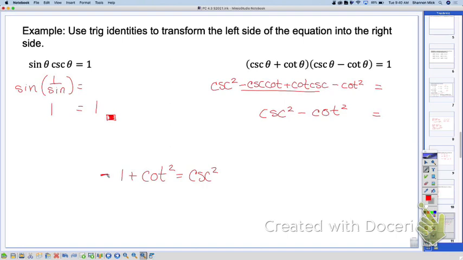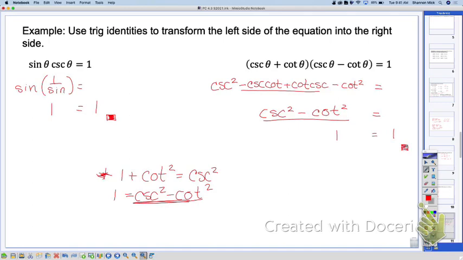There's 2 things we could do. You could subtract cotangent squared from both sides. She's saying I could subtract cotangent squared from both sides and I get 1 equals cosecant squared minus cotangent squared. And I could substitute this back in. So what does this equal? 1. So 1 equals 1. And am I done? Yes.